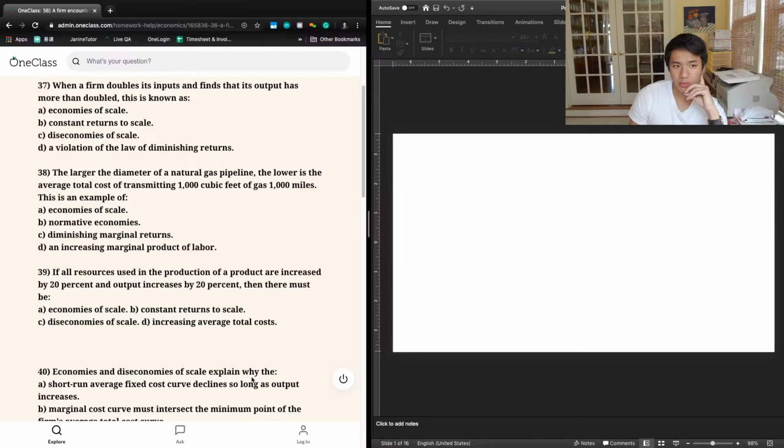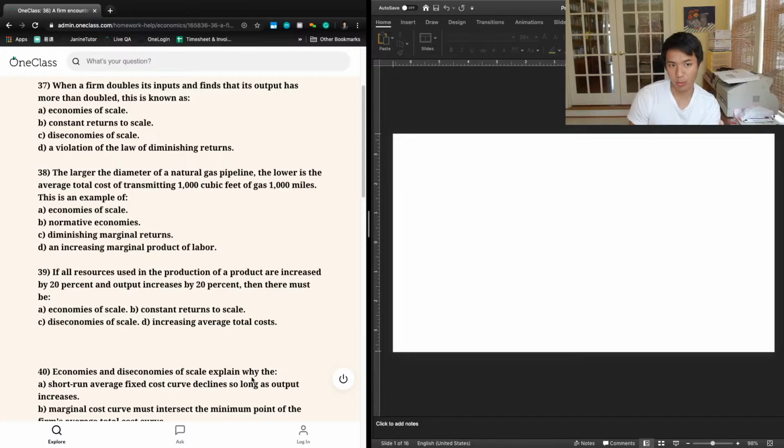So let's break this down by the answer choices. A says economies of scale, and so we know that for economies of scale, when you have production going up for variable input, and then you have a decrease in overall average costs, then that would be what we would refer to as economies of scale.